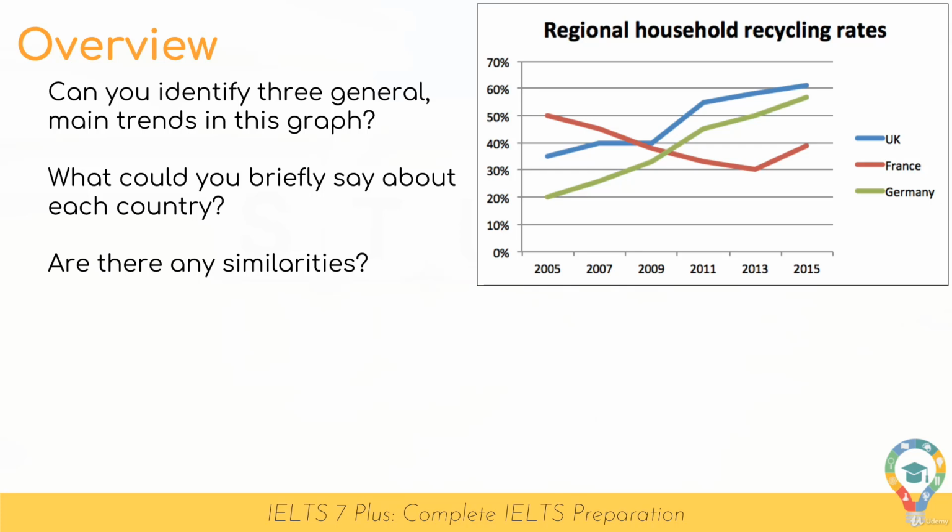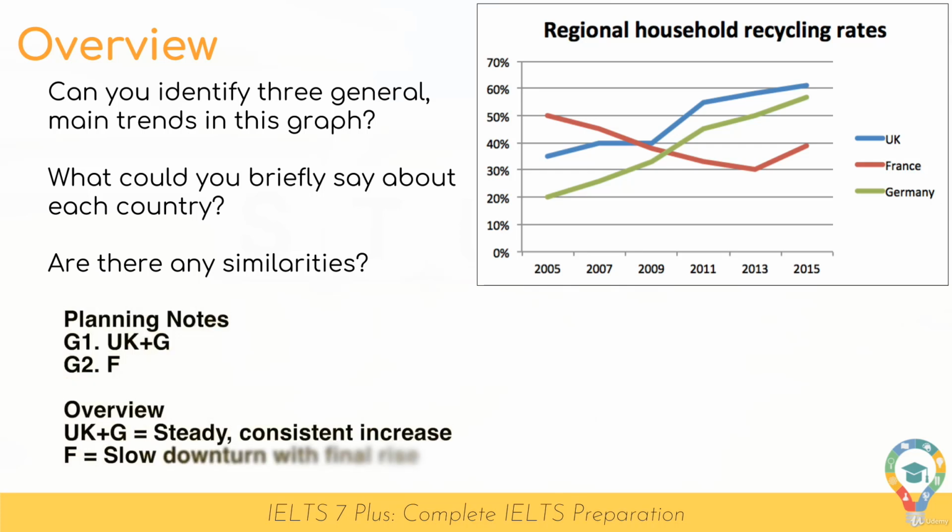In the last lesson, you may remember I showed you some planning notes. Well, here they are, and it also gives me the information for my overview. Looking at my notes, can you work out what I might write in my overview? The first thing to note is that I've grouped the UK and Germany together because their recycling rates follow a very similar trend. France, however, has a completely different set of data, so I would put that in group 2 and write about it in my second detailed paragraph.